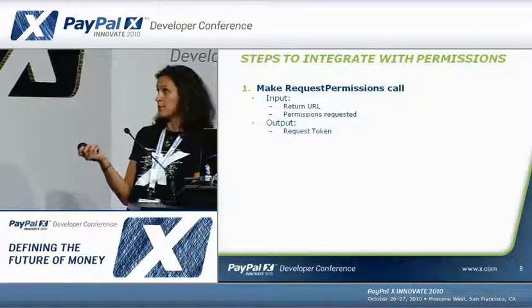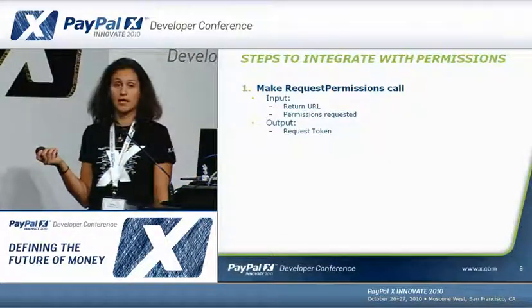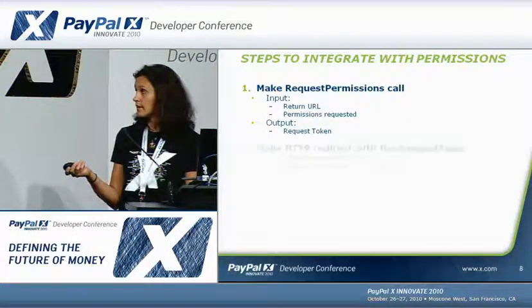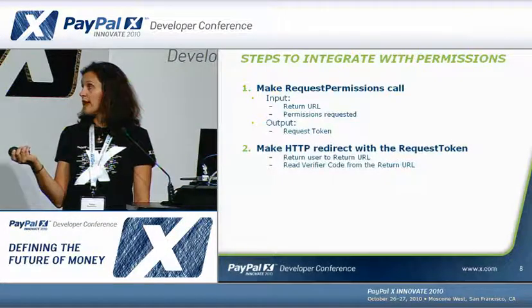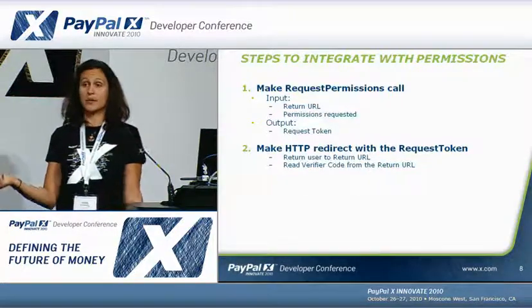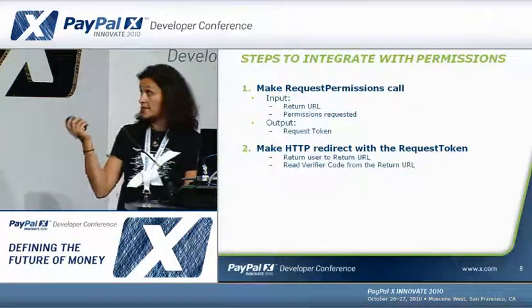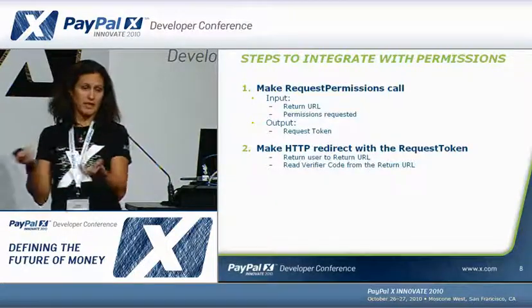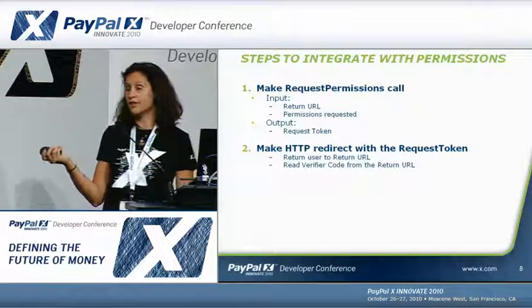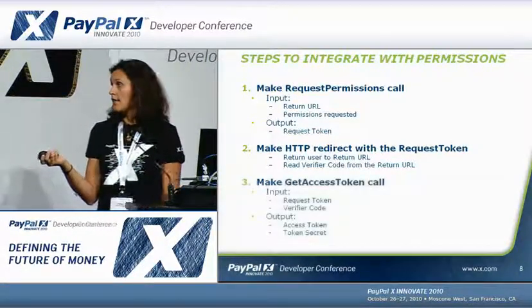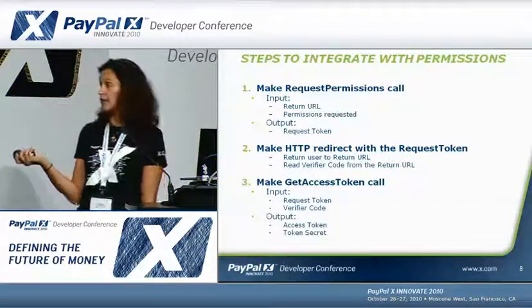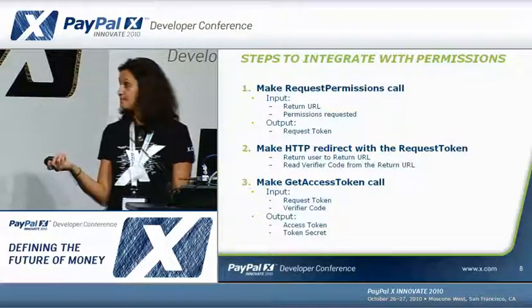When you make a request permissions call, you pass in a return URL and the list of permissions that your app needs. You'll get back a request token. When you make an HTTP redirect, after a customer successfully grants permissions, the return URL that you passed in the first call will play along, redirecting your user back and passing you a verifier code. Finally, you'll make the get access token call, where you pass in the request token and verifier code, and you'll get back an access token and token secret.